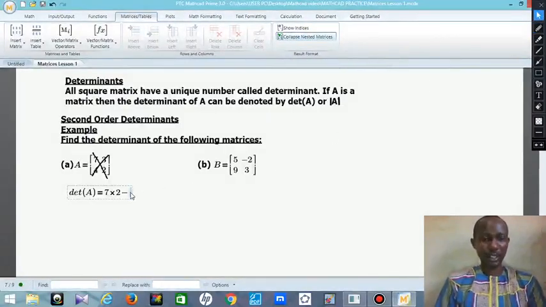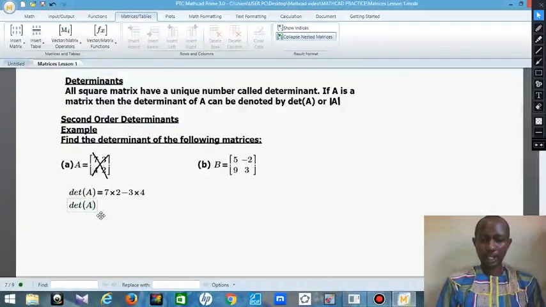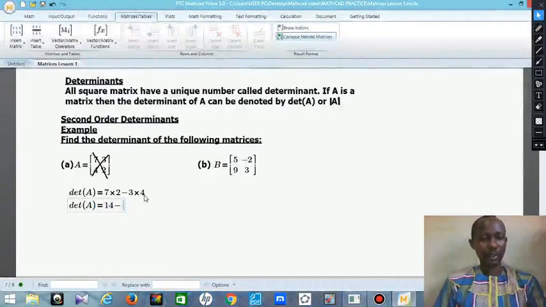Then 3 times 4. Then we'll move to the next stage. You have your determinant of capital A will now be equal to, so 7 times 2 will give you 14, minus 3 times 4 will give you 12.